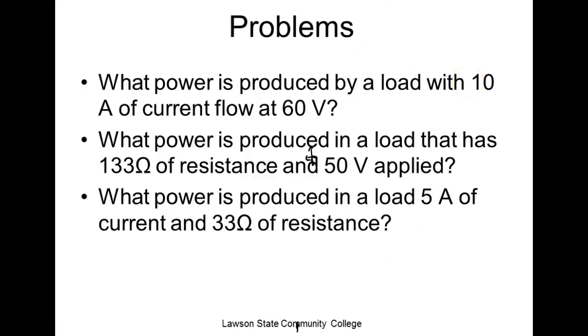So what power is produced by a load with 10 amps of current and 60 volts of push? So power would be equal to V times I. What's V? And what's my current? 10. So what would be our power? Yeah, power is rated in watts.